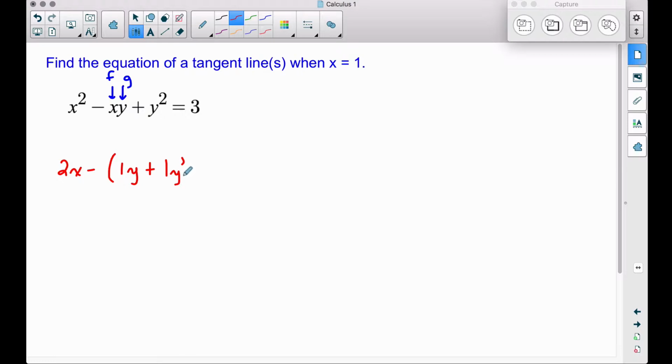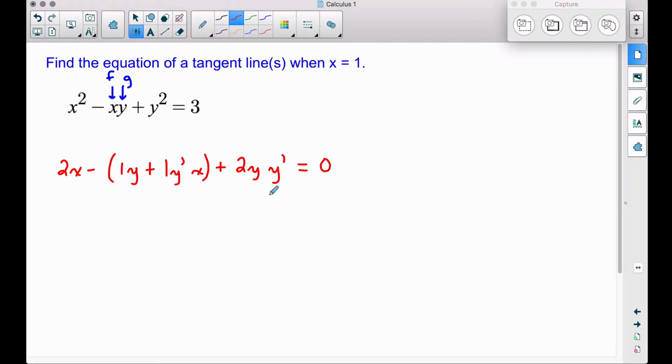I'm going to use y prime for this tutorial. So this is g prime, and now we multiply by f. Again, this is the product rule. F prime g plus g prime f. Now let's finish this off. Plus y squared. Here's another derivative term where we're differentiating a y. The derivative of y squared is 2y. Tack on the y prime, and now this is equal to not 3, it's equal to 0 because the derivative of a constant is 0.